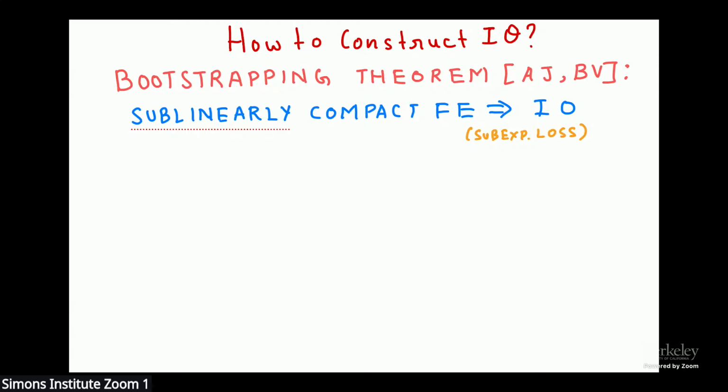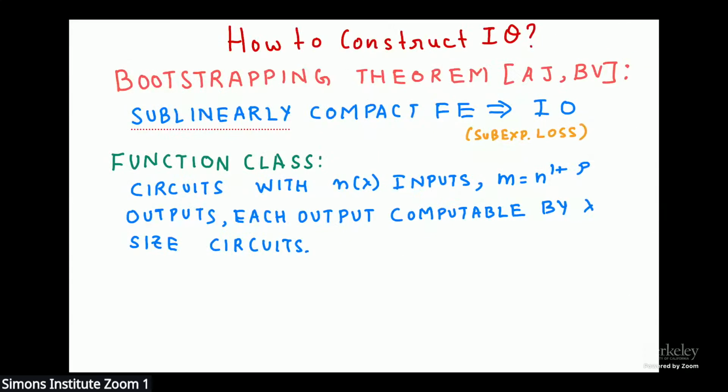This is due to Ananth and Jain, and Abhishek is in the audience, and then Bitansky and Vaikuntanathan. What they showed is that in order to build obfuscation, it turns out you need something seemingly much simpler than obfuscation. If you can build that, then you can build I/O. And that thing was functional encryption. You need some additional properties from functional encryption.